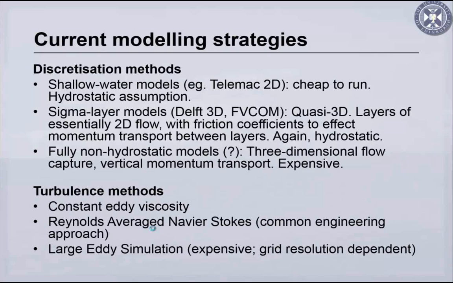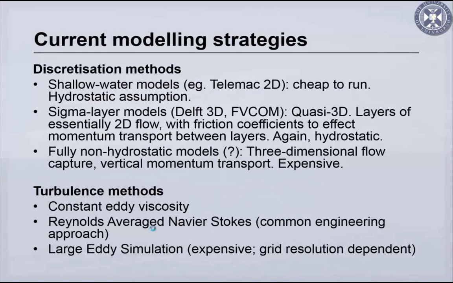We have shallow water models like Telemac. These are very cheap to run, and they have a hydrostatic assumption. You have sigma layer models like Delft3D and FVCOM. These are kind of quasi-3D. Now, what I mean by quasi-3D is you have layers of essentially 2D flow with friction coefficients separating the layers, and these affect momentum transport between the layers, but they are hydrostatic. Now you have the fully non-hydrostatic models. There's not many of these about, and you need this three-dimensional approach to capture vertical momentum transport, but it's extremely expensive.